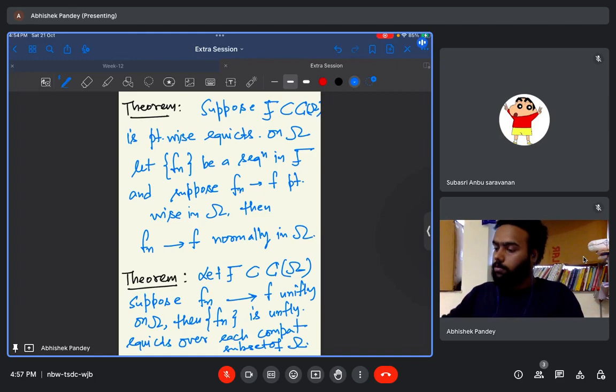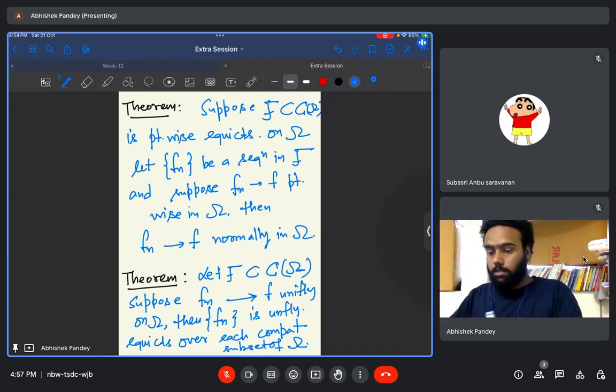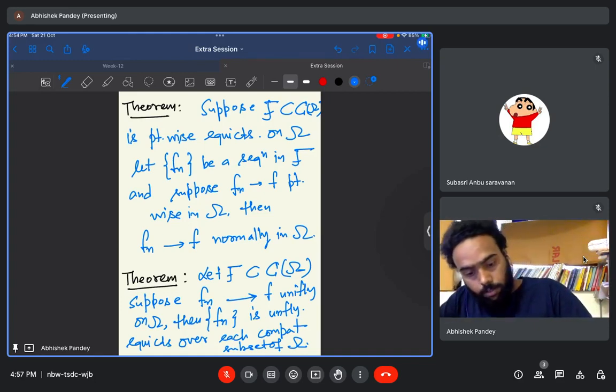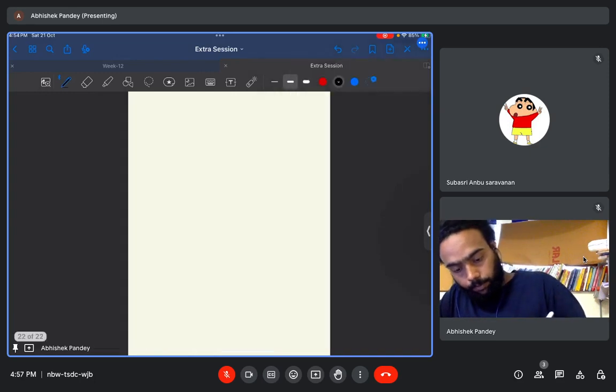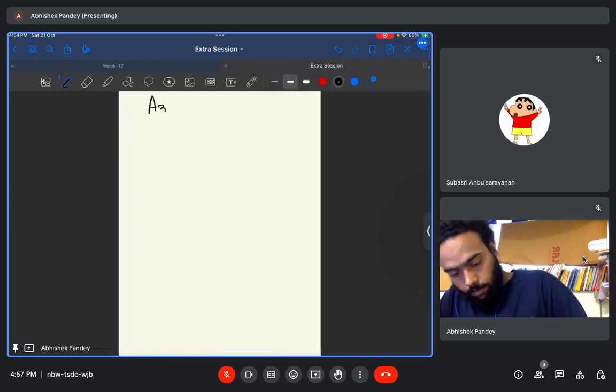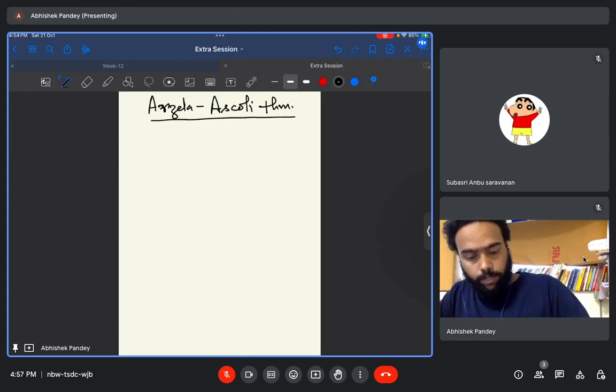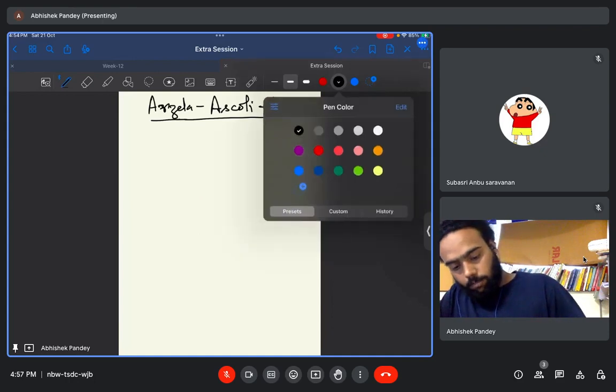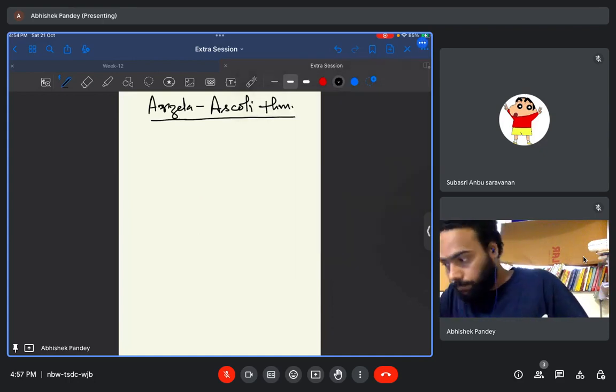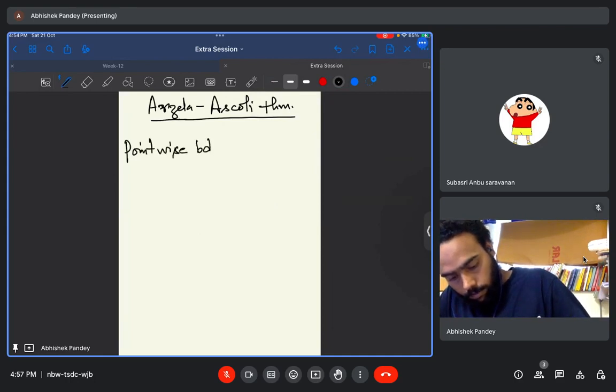Now we are moving towards the Arzelà–Ascoli theorem. But before this one, I would like to define some terminology which will be used to state this theorem. One such thing is pointwise bounded.